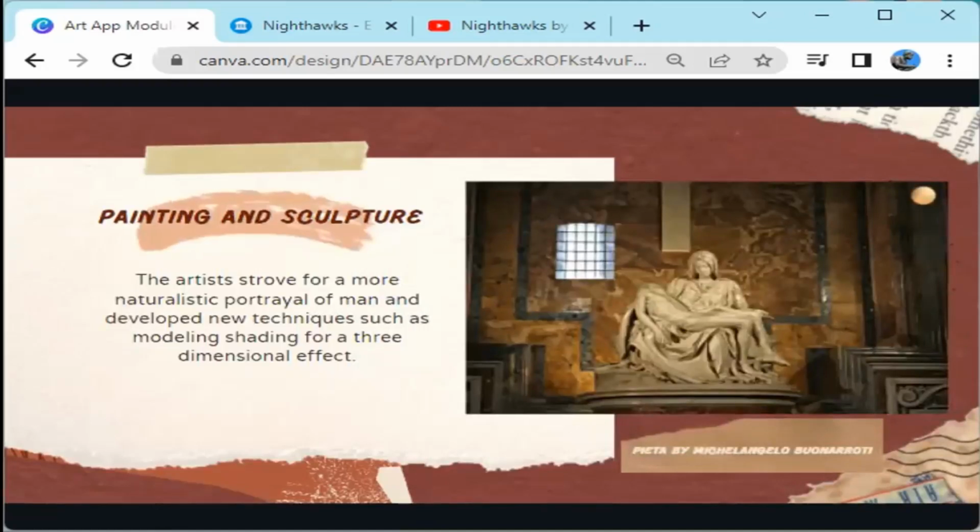So again, the artist really strove for more naturalistic portrayal of man, and developed new techniques such as modeling and shading for a three-dimensional effect. So this is another artwork by Michelangelo Buonarroti, yung Pieta. And Michelangelo is the same person who created, di ba, yung sculpture na David.